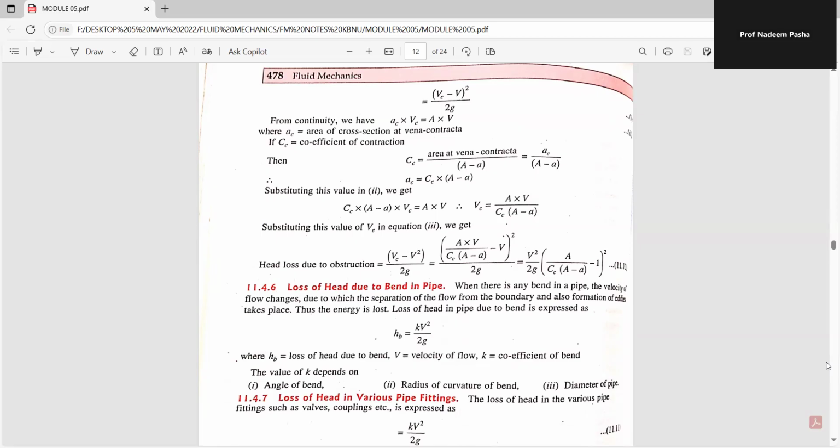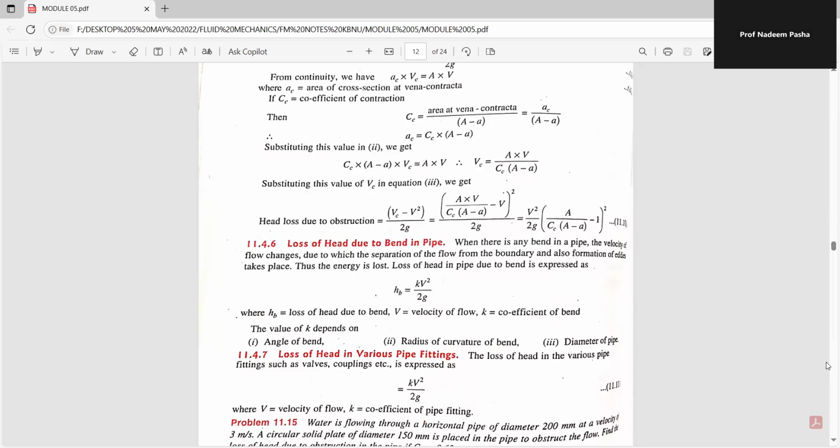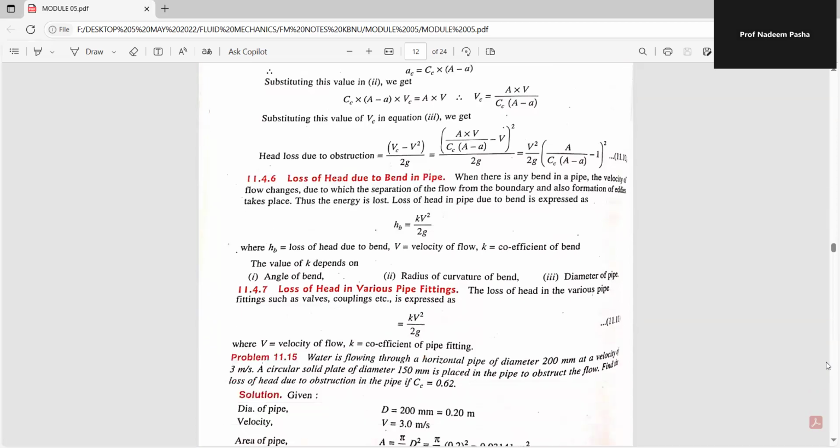So the value of K depends upon the angle of bend, radius of curvature of bend, and diameter of pipe. These are the factors on which the value of K depends. Next is loss of head in various pipe fittings. Loss of head is also due to various pipe fittings. It also comes out to be K into V square by 2G, where V is the velocity and K is the coefficient of pipe fitting.